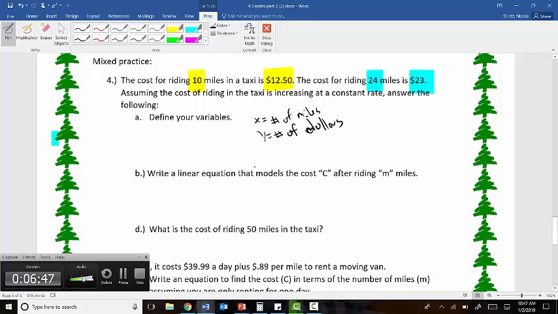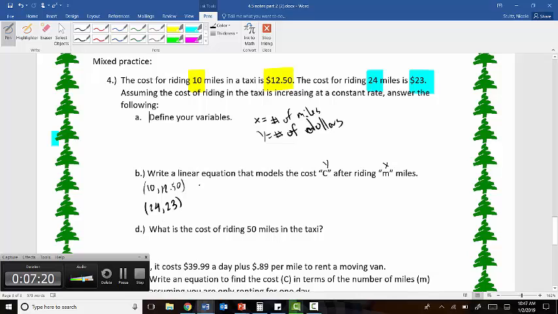So then it says write a linear equation. It says this other stuff models the cost C after riding M miles. That just means they want you to change your Y into C. So Y is dollars, well, cost is dollars. What I like to do is do all my math and then change the variables out at the very end. That's usually easiest for me. So I want you to go through, right? Your ordered pairs would be 10 miles and $12.50. And then you have 24 miles, go with $23.